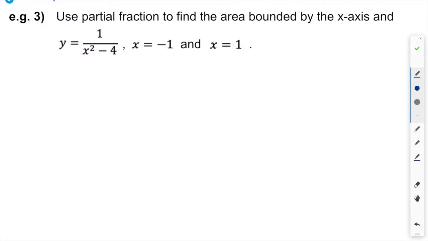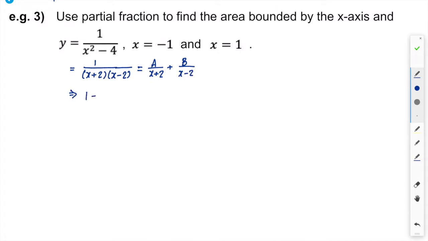Example 3. Use partial fractions to find the area bounded by the x-axis and y equals 1 over x squared minus 4, x equals negative 1, x equals 1. The function y equals 1 over x squared minus 4 is a reciprocal quadratic function. If I write x squared minus 4 in factored form, that's what I get. And it shows me that a over x plus 2 plus b over x minus 2.